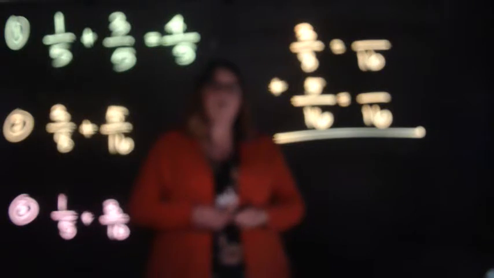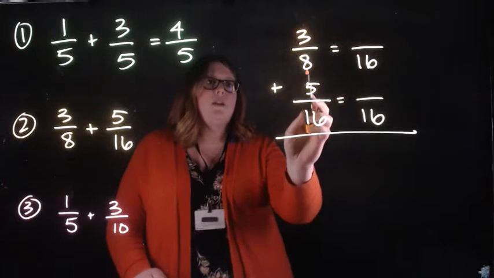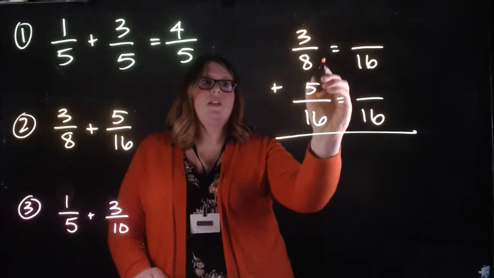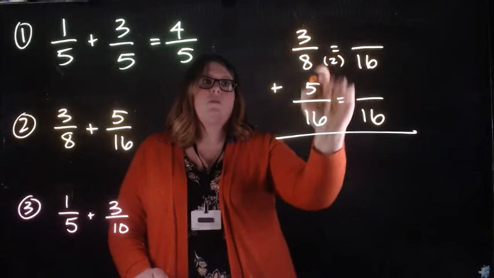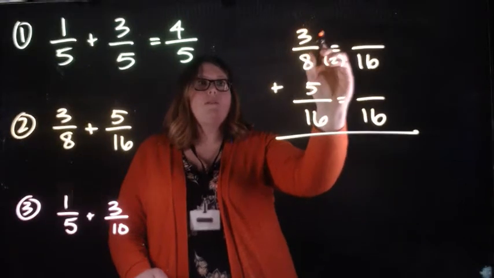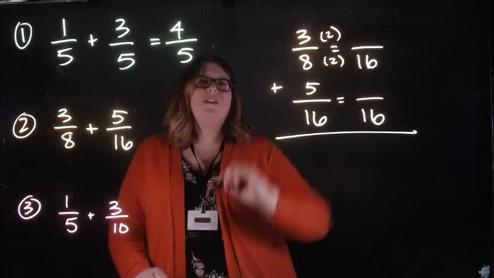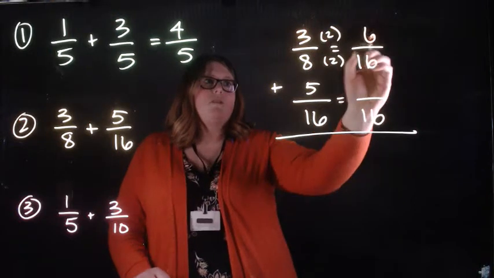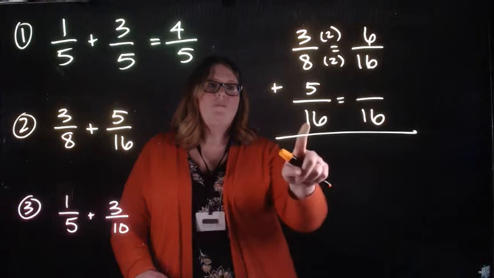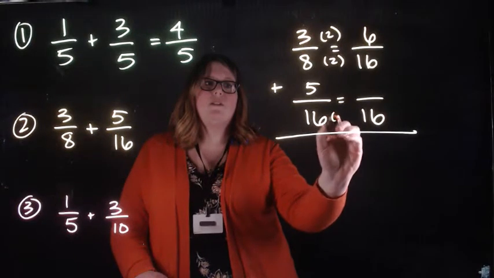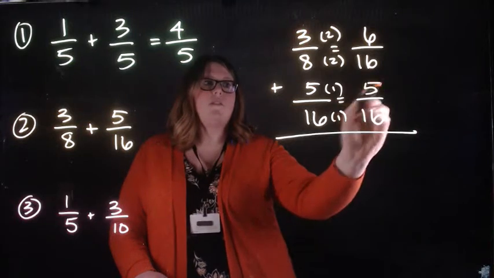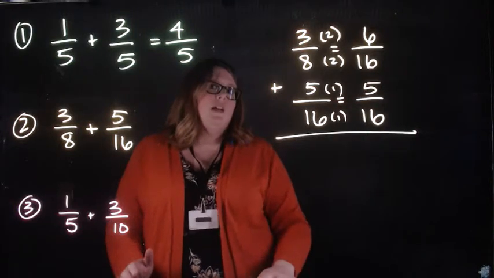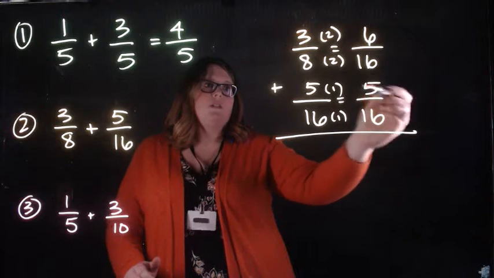Okay, so 3/8 is the same as how many 16ths? Well, we can look at the relationship here. How many 8s go into 16 would be 2, because 8 times 2 gives us 16. So what we do to the denominator, we also do to the numerator. So here we have 3 times 2, which gives us 6. Here 16 goes into itself once, and we have to do the same thing to the numerator, so 5 times 1 is 5. Now that we have a common denominator, we have 6/16 plus 5/16.